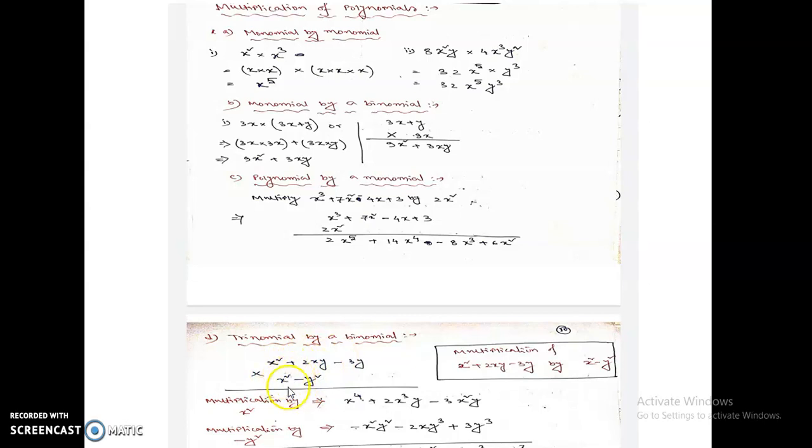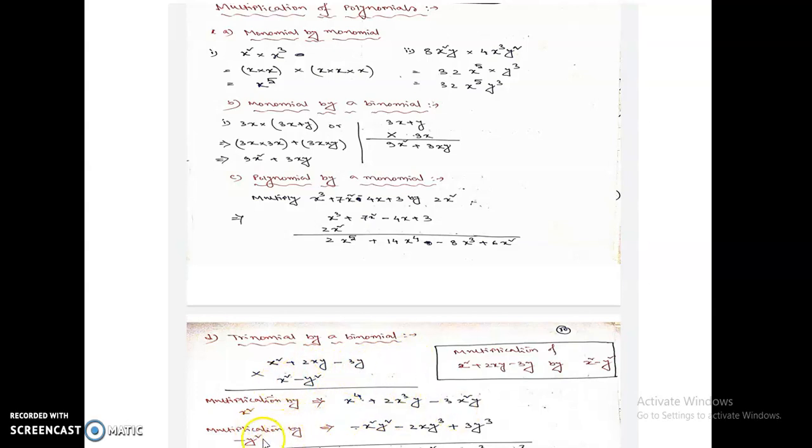So here x square will be multiplied with each term of the trinomial, and then minus y square will be multiplied with each term of the trinomial. Then we will have to add the results, and ultimately we will get the overall multiplication result of these two. So multiplication by x square will give us x square into x square x4, x square into 2xy 2x cube y, x square into minus 3y minus 3x square y.